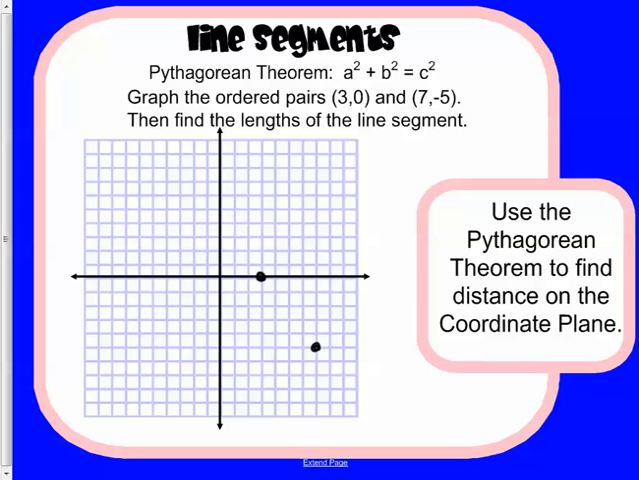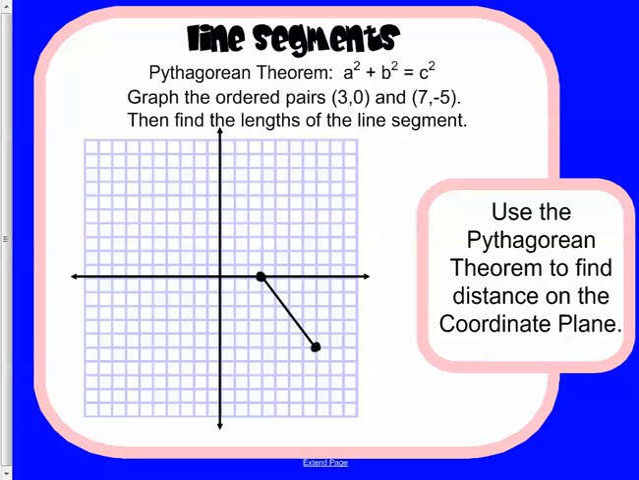Hey friends, today I am talking about line segments and the distance formula with the Pythagorean Theorem. So the first thing I need you to do is grab some graph paper and pause the video, or you might need to restart, because you need graph paper to graph these 2 points. They give you the ordered pair (3, 0), which is right here, and (7, -5), which is right here. So we are looking for the distance between these 2 points.